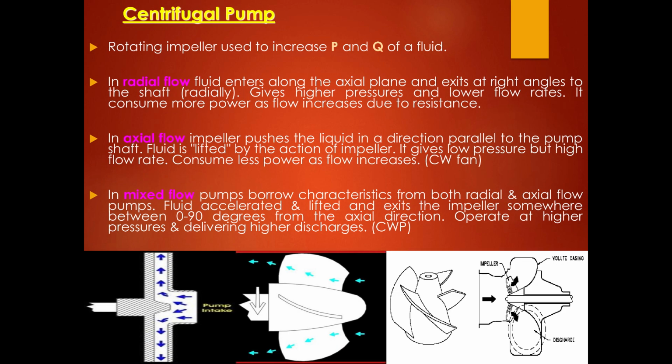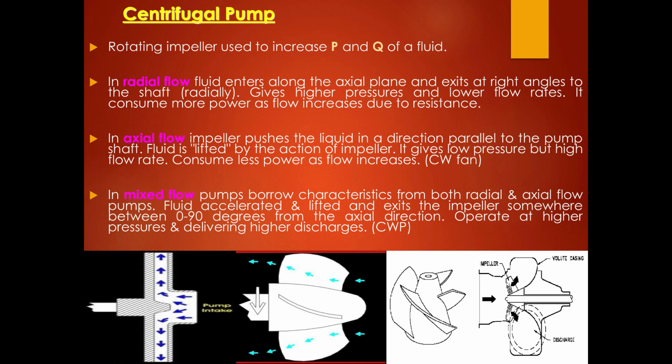Centrifugal pump. A rotating impeller is used to increase the pressure and flow rate of a fluid. In radial flow, fluid enters along the axial plane and exits at right angles to the shaft, radially. It gives higher pressures and lower flow rates. It consumes more power as flow increases due to resistance.